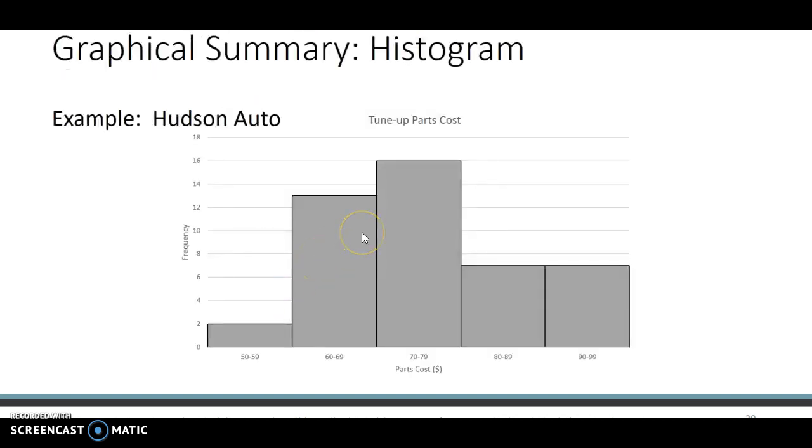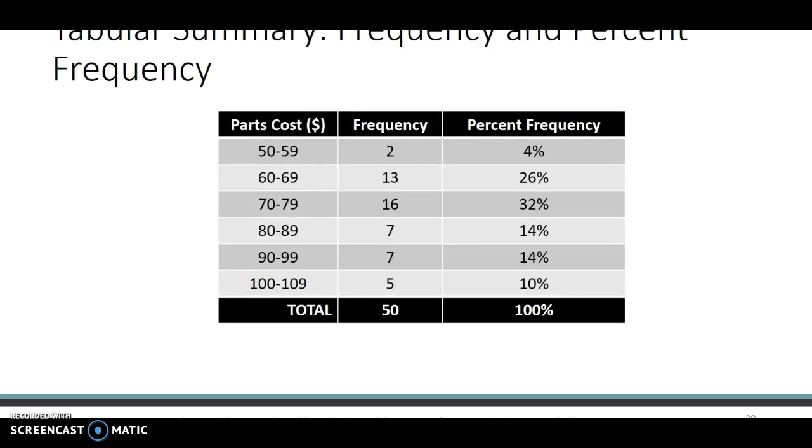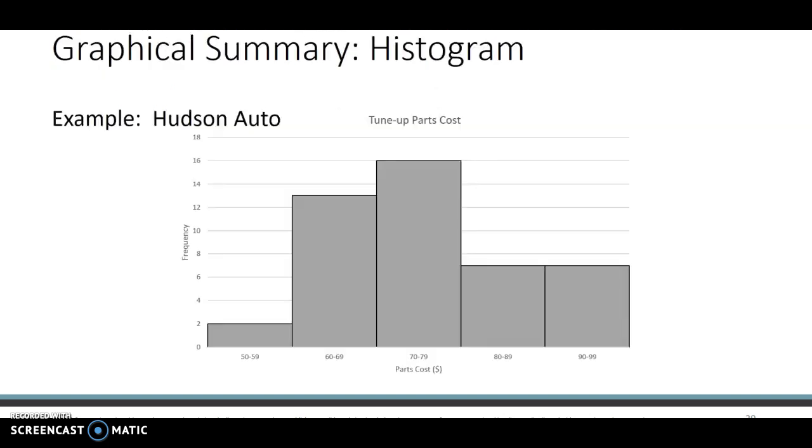Here's a histogram. All we did was graph this information from this chart and make a picture of it so people can more easily understand it. One thing, when you graph, you always want to make sure you label your axes. Here I have part cost in dollars, 50, 59, 60, 69, so forth and so on. Here I have frequency, 0, 2, 4, 6, 8, 10, 12, 14, 16, and 18. You have to do this or someone will not understand what they're looking at. And then I have a title here, tune-up parts, and I got a 0 here for my origin.